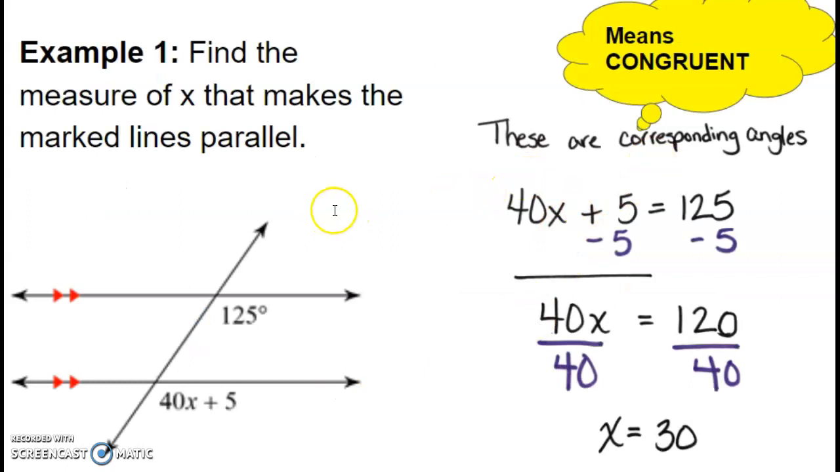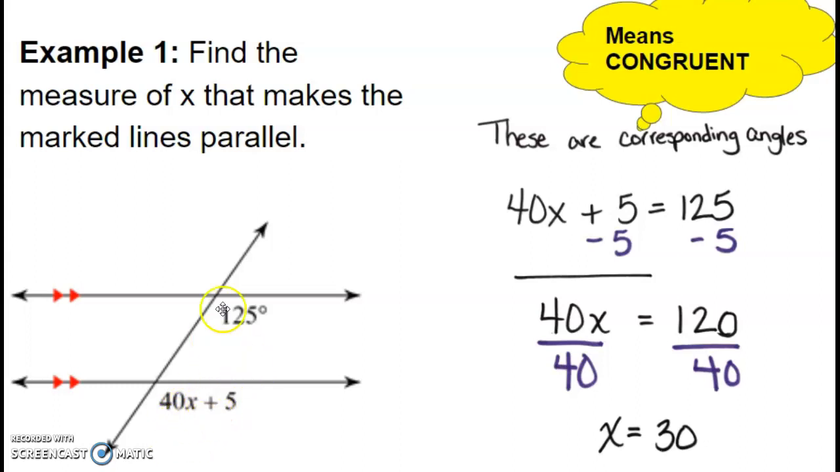All right, try it out. It says, example 1, find the measure of x, right here, that makes the marked lines parallel. Here's the marked lines. These two lines, we want to say they are parallel. So that would make this line a transversal. If these two are parallel, this is a transversal. So what kind of angles are these then?